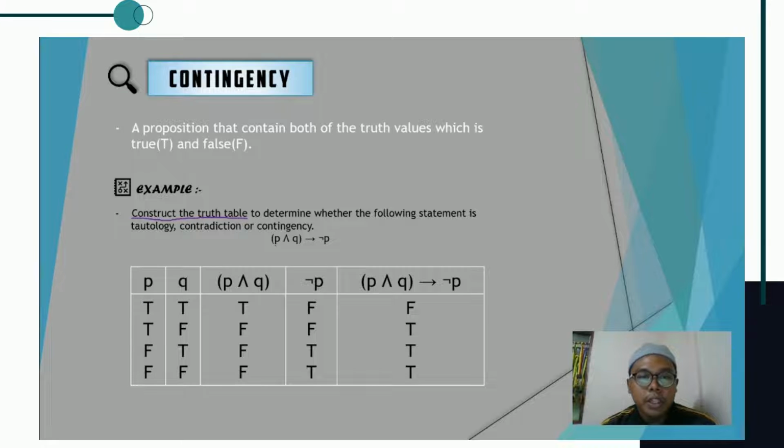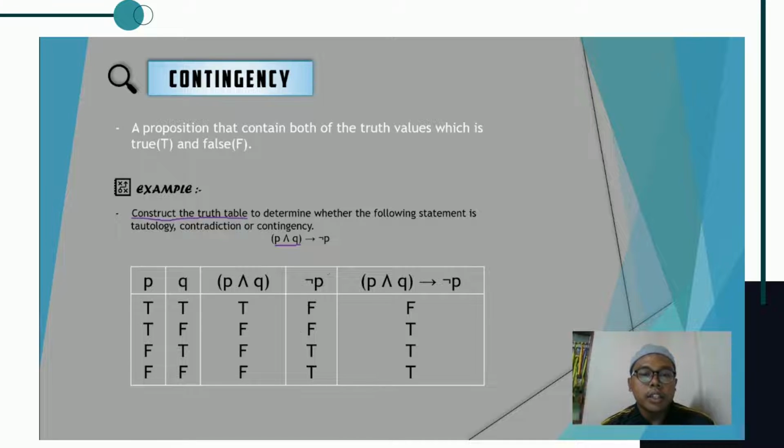So next, P and Q. For the truth value of P and Q, we only have true from true and true. Other than true and true, the answer is false. So true and true, P and Q, the answer is true. Other than that: true, false, false; false, true, false; and last, false, false, same, false.